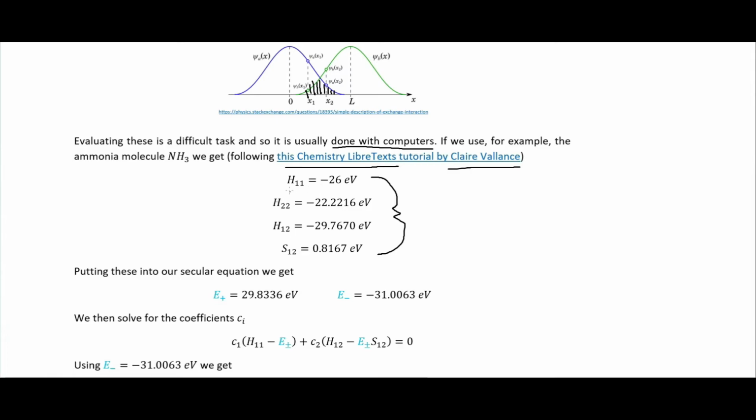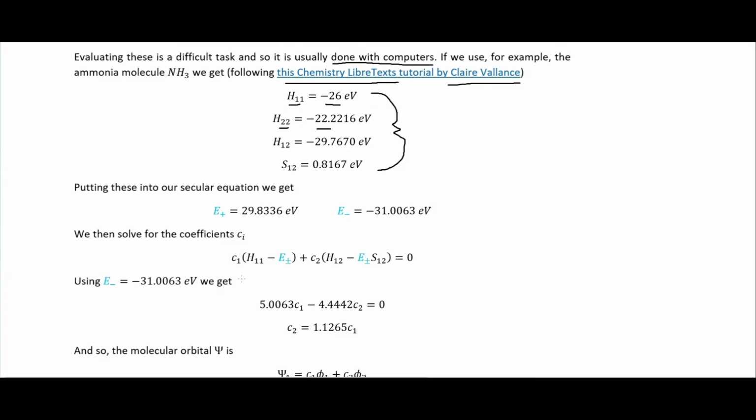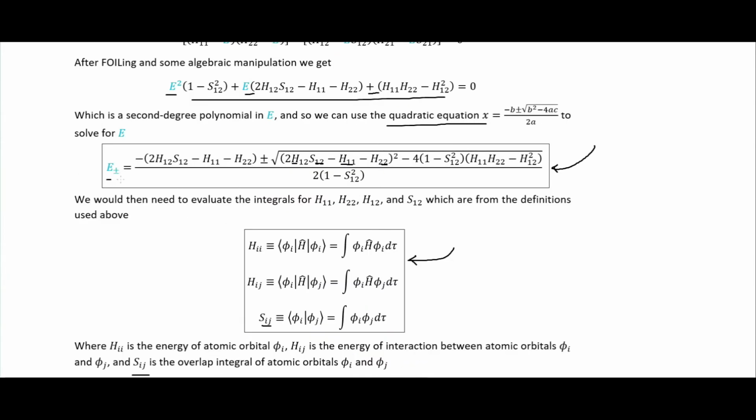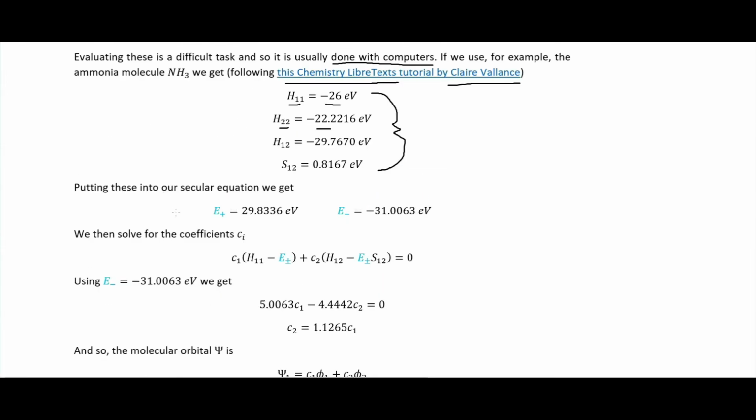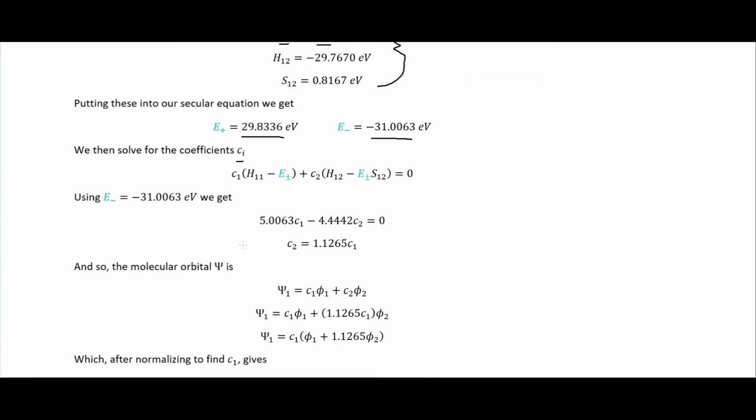So we have our H11 equal to this minus 26, and our H22 is this minus 22.2216, and so on and so forth. We can put these into our secular equations. When we solve this up here, we get for the E plus 29.8336 electron volts, and for the E minus, minus 31.0063 electron volts.